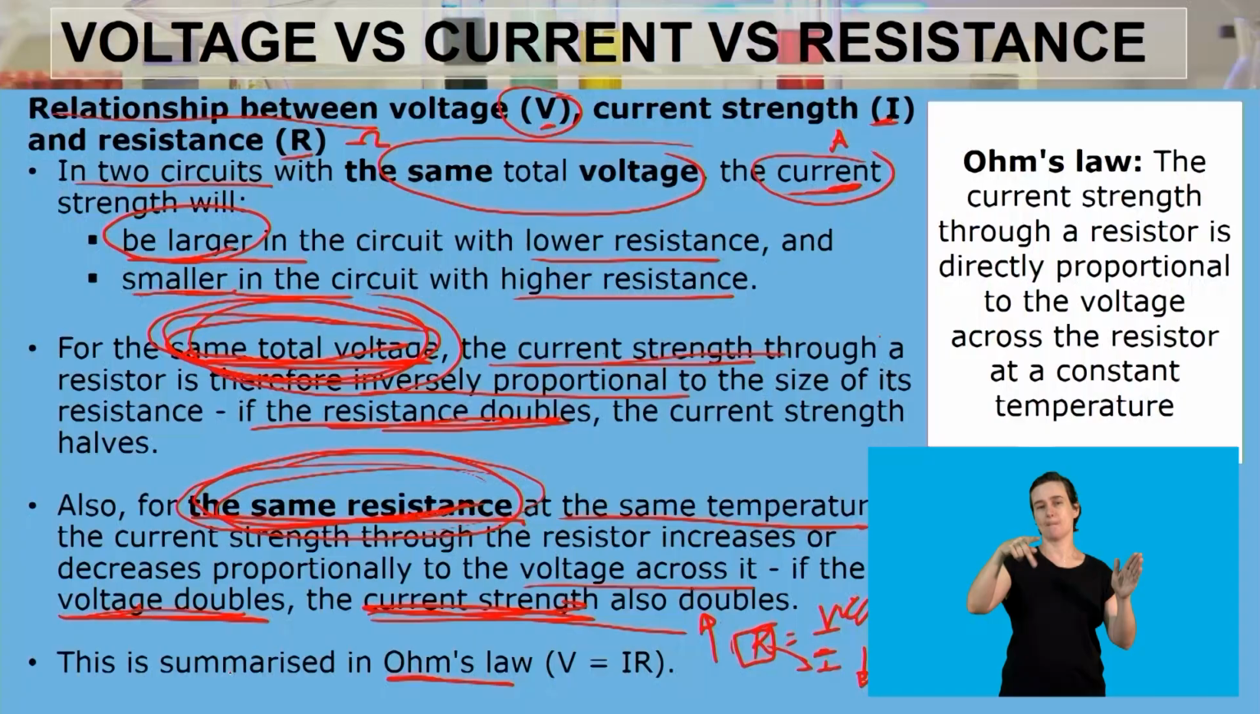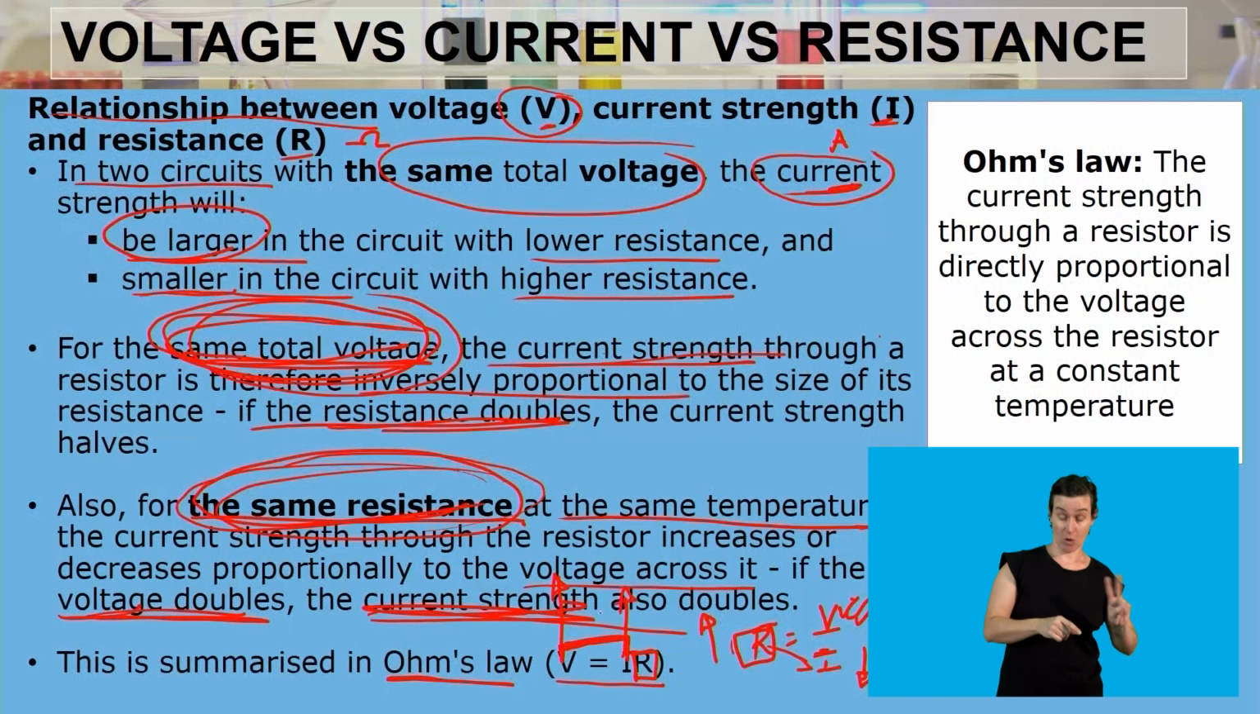Now looking at this relationship here, for the same resistance, these two will have a directly proportional relationship: when one goes up, the other will also go up with the same ratio. If we double the potential difference, or the voltage, we are also going to double the current, provided that the resistance remains the same in that particular circuit.